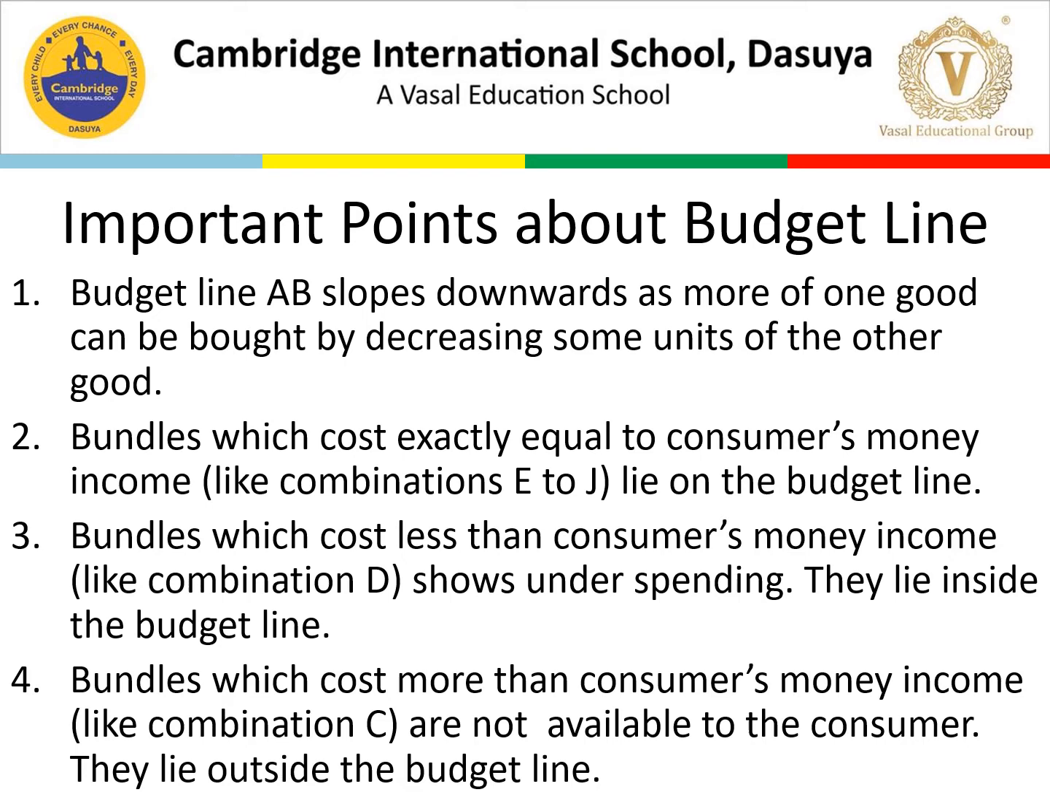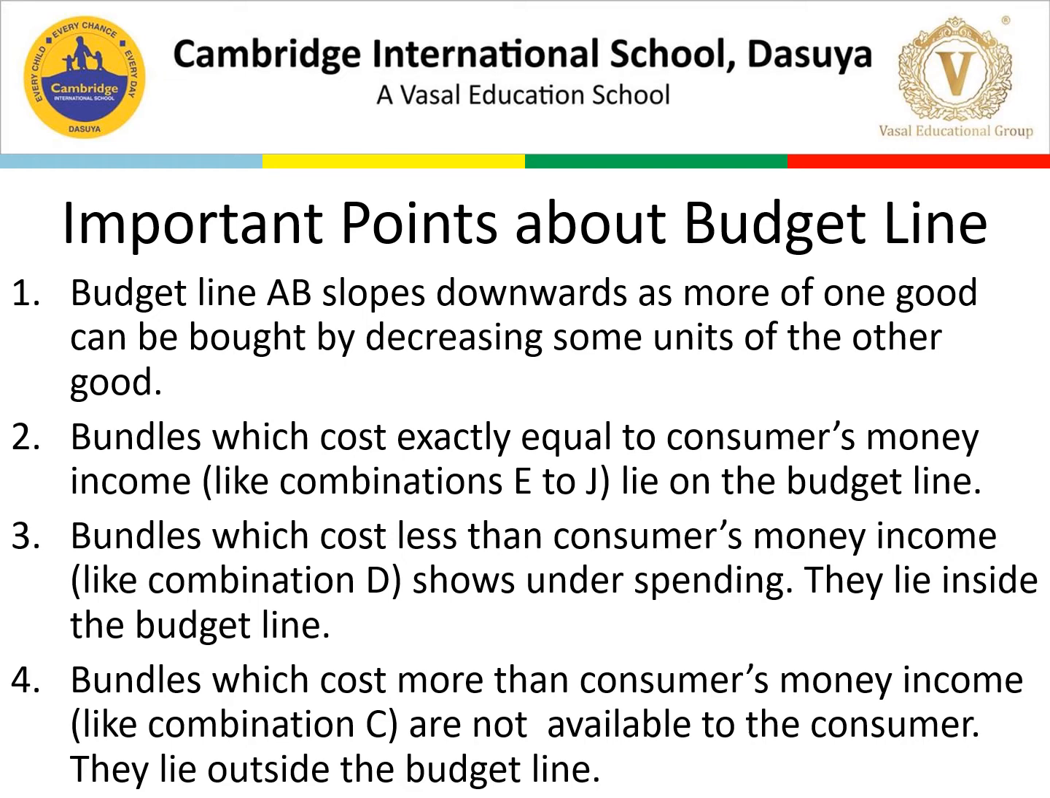Bundles which cost exactly equal to the consumer's money income, like combinations E to J, lie on the budget line. Whatever the budget was, 20 rupees, all the combinations costing exactly equal to the consumer's money, 20 rupees, are always equal. You can check all the combinations that we are showing. So all the combinations will be lying on the line A to B.